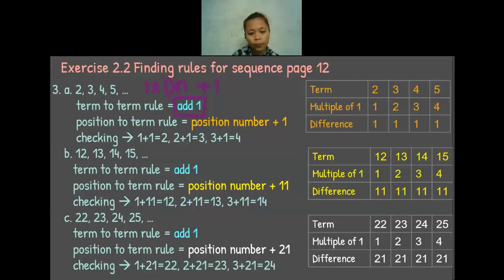It's not wrong. And then for the checking, we just replace the position number with 1, 2, 3. Why 1, 2, 3? Because the question told us to check that the rule works for the first three terms. First three terms means we replace the position number with 1, 2, and 3. We check it and compare it to the sequence given. When I check, all of them are equal, so it means the position to term rule is correct. Is there anyone having a question at question 3A?